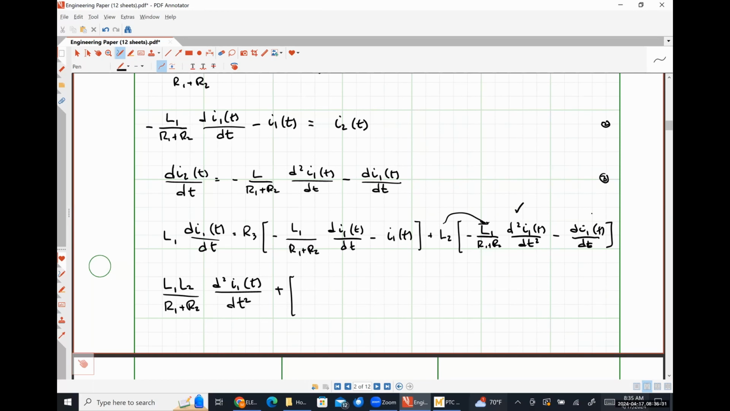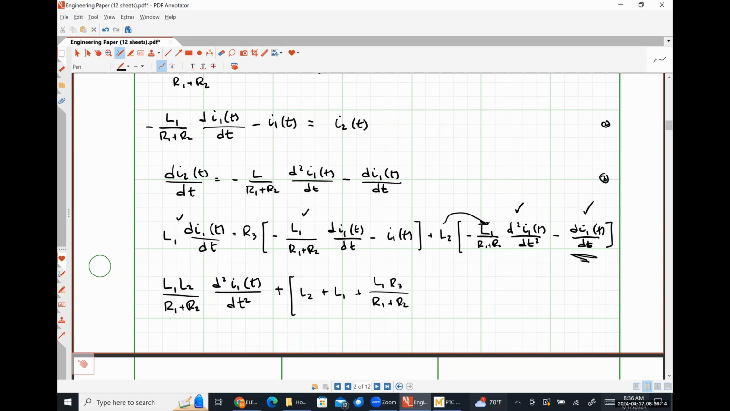So on this side, I can see that I'm going to have an L2. So that's from this guy right here. I have an L1 from this guy right here. And then I'm going to have an L1 R3 over R1 plus R2 from this guy right here. So are we okay with that?